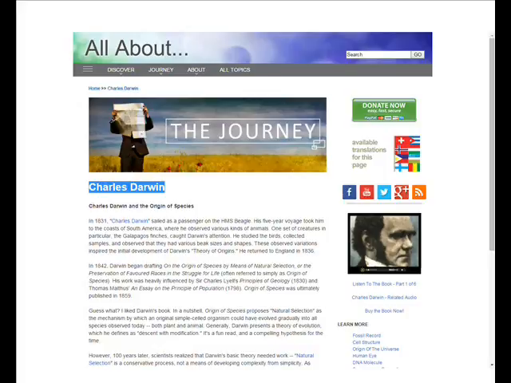However, 100 years later, scientists realized that Darwin's basic theory needed work. Natural selection is a conservative process, not a means of developing complexity from simplicity. As scientists started understanding the nature of genetics, they were forced to update Darwin's original theory.